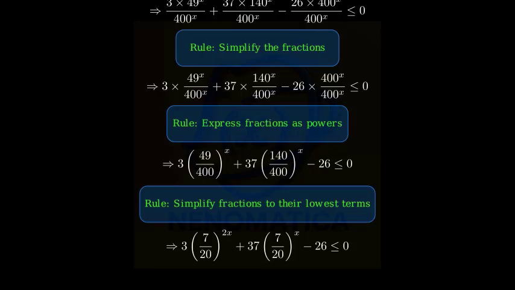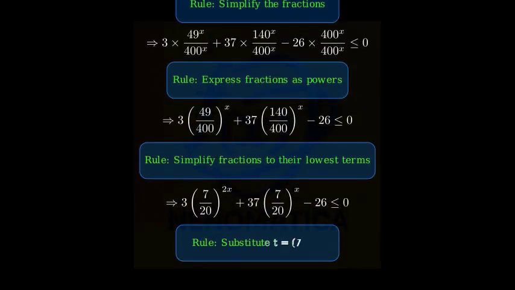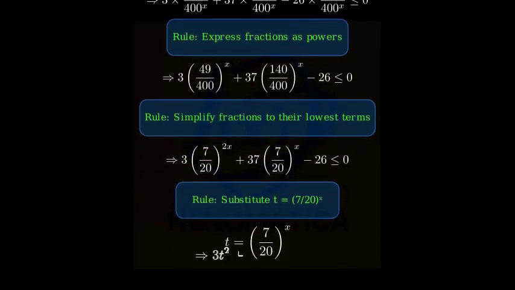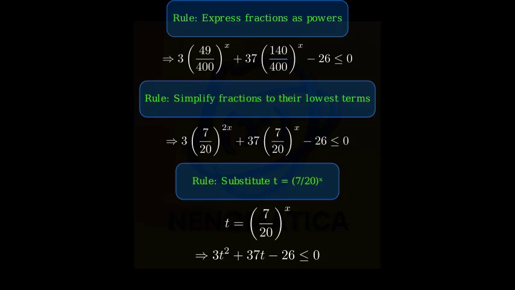So our inequality becomes 3 times the quantity 7 over 20 squared to the power of x, plus 37 times the quantity 7 over 20 to the power of x, minus 26, is less than or equal to 0. To simplify our work, let's make a substitution. Let t equal 7 over 20 to the power of x. Then our inequality becomes 3t squared plus 37t minus 26 is less than or equal to 0.